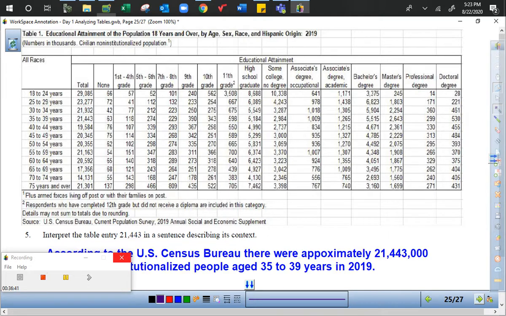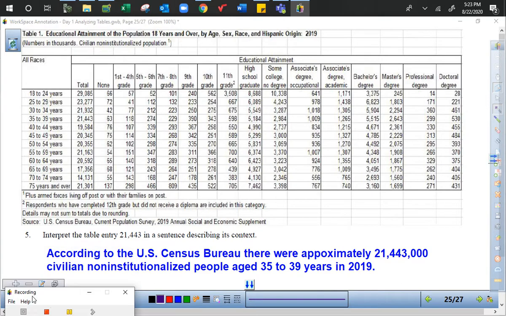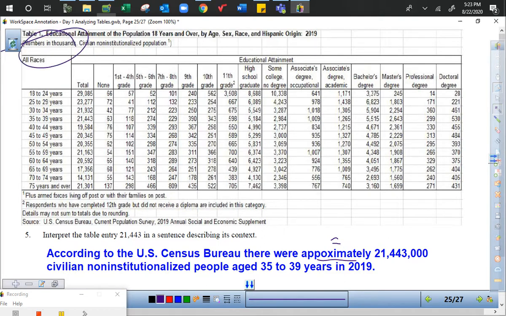Here's what my sentence looked like. Let me move this guy out of the way. According to U.S. Census Bureau, okay, you've got the source, says there were approximately, make sure you have the word approximately, about, or an approximation sign, because these numbers were rounded. They were to the nearest thousand. That gives me my next part here. You have to make sure you add the word thousands or 3 extra zeros. Okay, that's another thing I'm looking for.